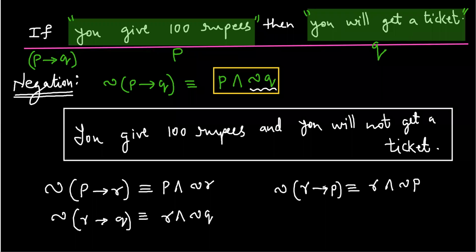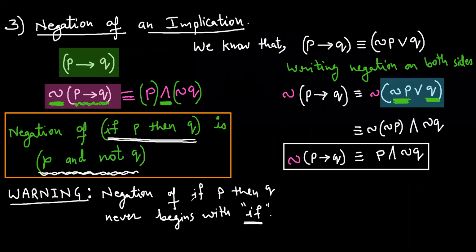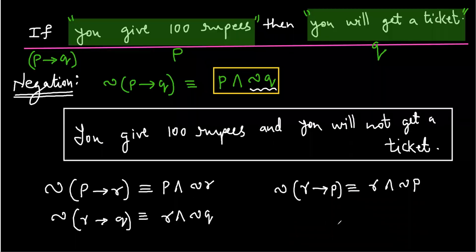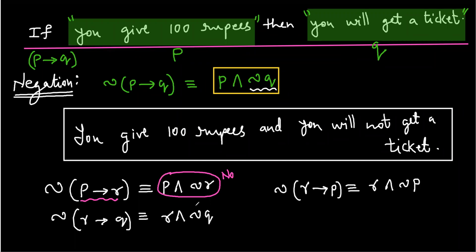This is one thing. And always remember that when you are writing, you can check here. The warning was: negation of if P then Q never begins with if. It doesn't have if. How can you check? Here you have an implication, but when you write the negation, do you have any implication here? No. And that is why there is no if. When you are writing the negation, there is no if, it is just the conjunction.